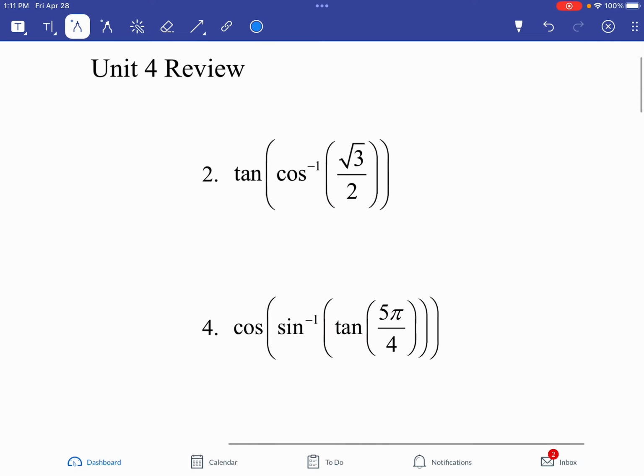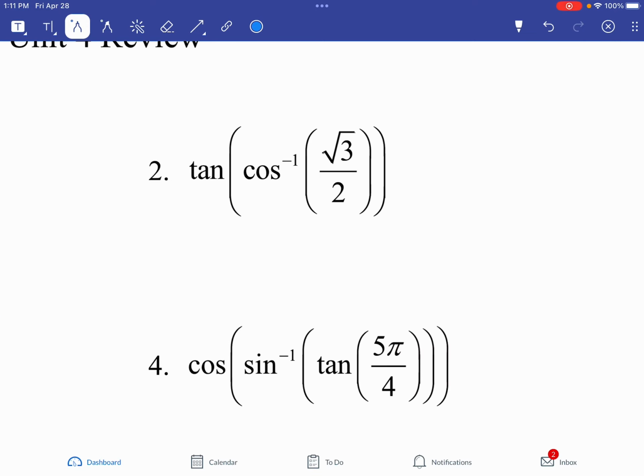Number 2, the inverse cosine of root 3 over 2. For the inverse cosine, you can only use the top half of the unit circle. We're looking for the x value, which is at pi over 6. The tangent of pi over 6. The tangent of pi over 6 is the y divided by the x, which is going to be 1/2 divided by root 3 over 2.